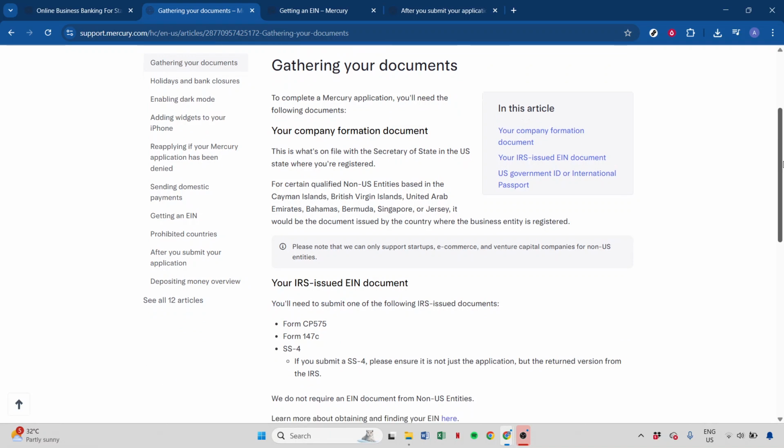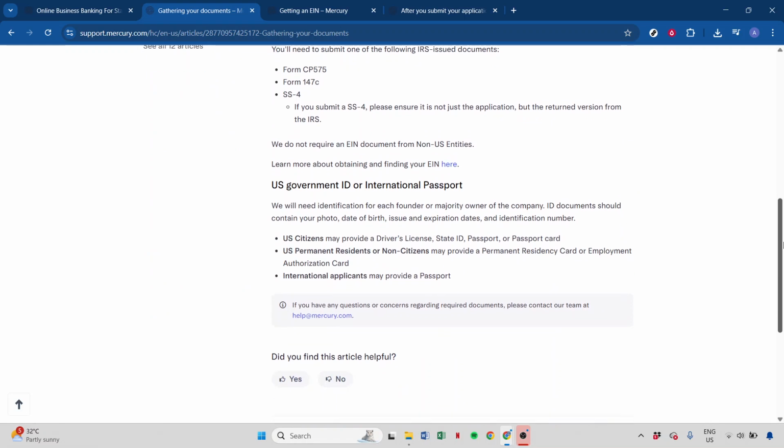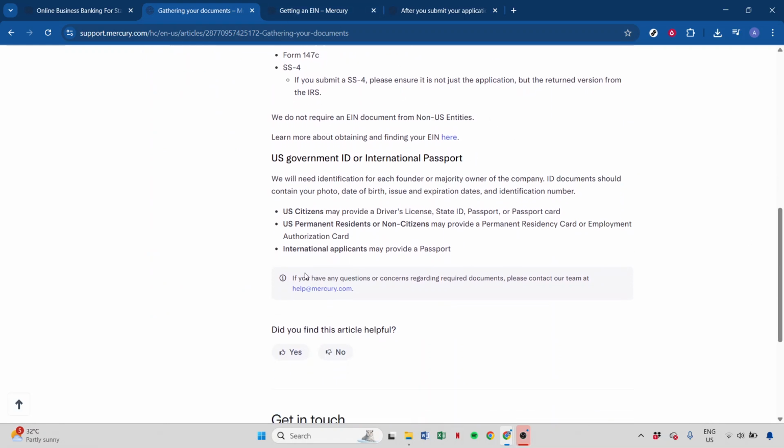As we move forward, don't forget personal identification. Since you're a non-US resident, a valid passport works best to verify your identity with Mercury. It stands as a primary proof of identity needed during the application process.